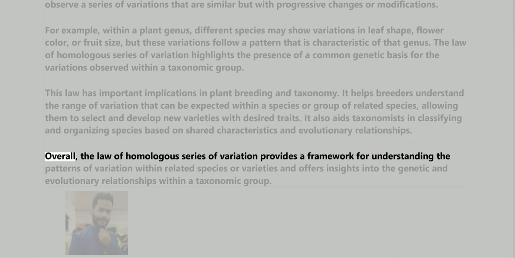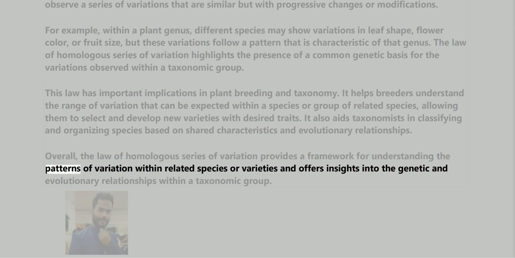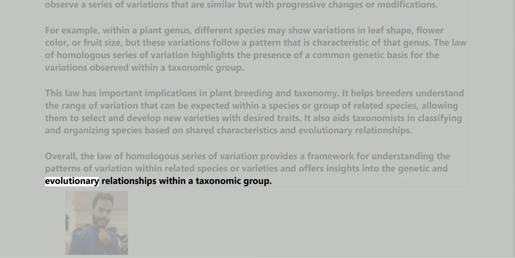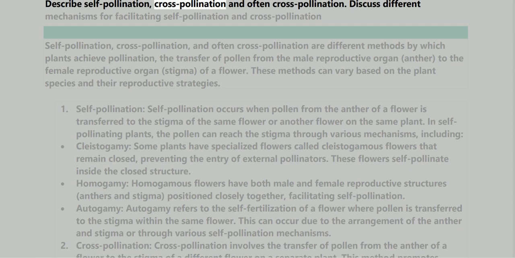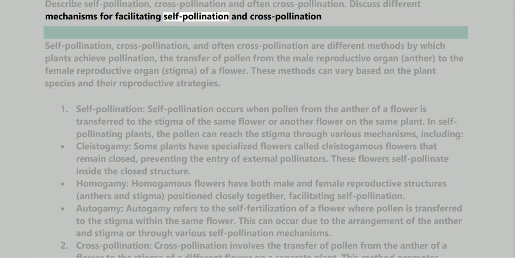Overall, the law of homologous series of variation provides a framework for understanding the patterns of variation within related species or varieties and offers insights into the genetic and evolutionary relationships within a taxonomic group. Describe self-pollination, cross-pollination and often cross-pollination. Discuss different mechanisms for facilitating self-pollination and cross-pollination.